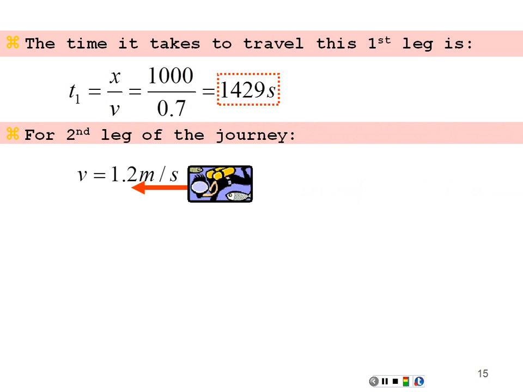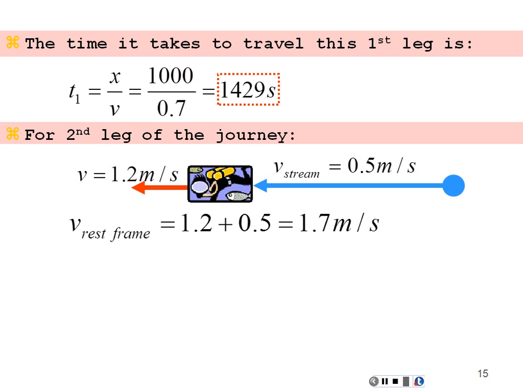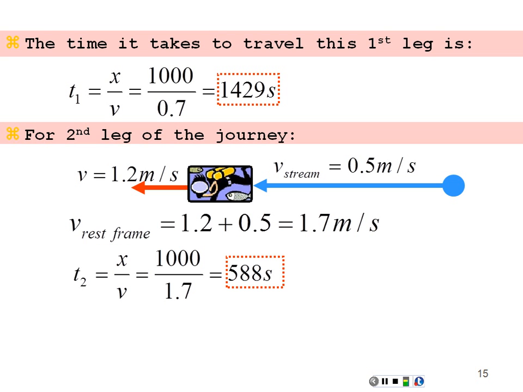For the second leg of the journey, our velocities are actually adding together, helping us go downstream. So we have a combined velocity of 1.2 meters per second plus 0.5 meters per second. Our velocity in the rest frame is actually 1.7 meters per second. And we're going to cover this 1 kilometer at 1.7 meters per second. It'll only take us 588 seconds to do the journey going downstream.